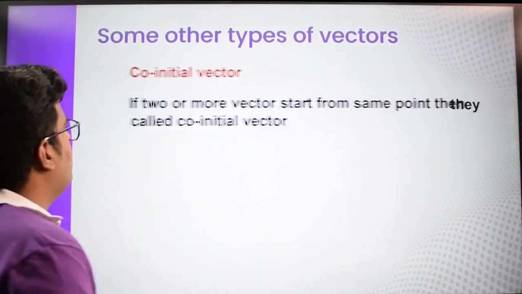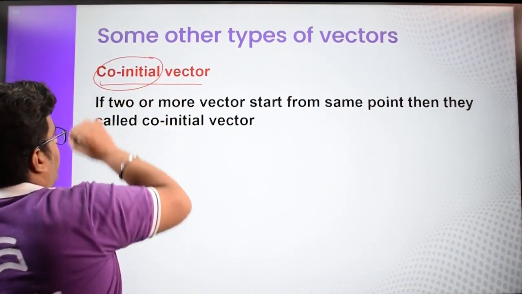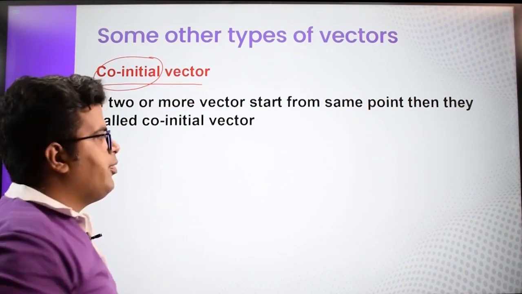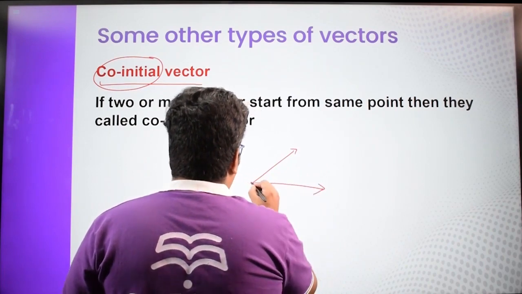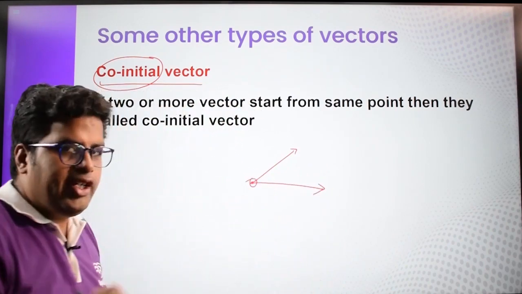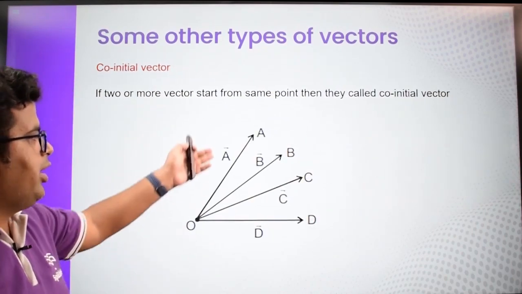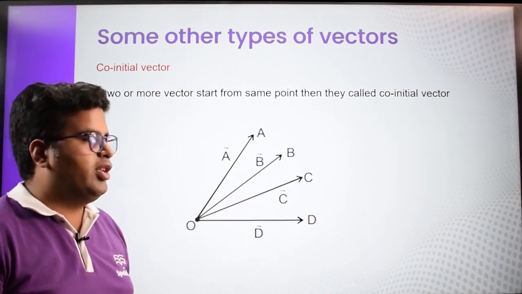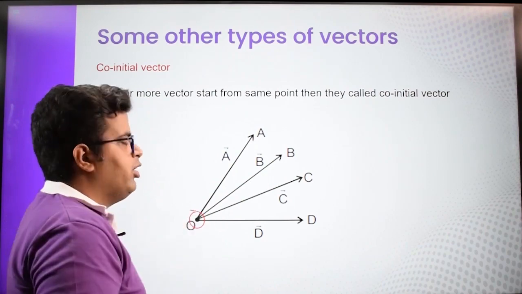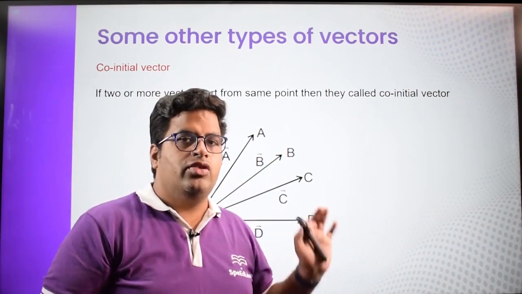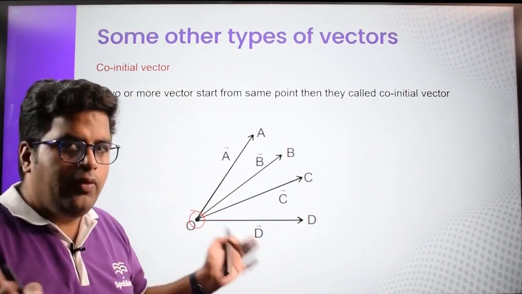Now we have co-initial vectors. Now what does co-initial mean? Two vectors having the same starting point. That is, let's say this is one vector and this one is another vector, and both the vectors have the same starting point, so that is going to be your co-initial vectors. Like you can see there are four vectors, A vector, B vector, C vector and D vector. All are starting from the origin. So their initial point is the origin. So they are all co-initial vectors.